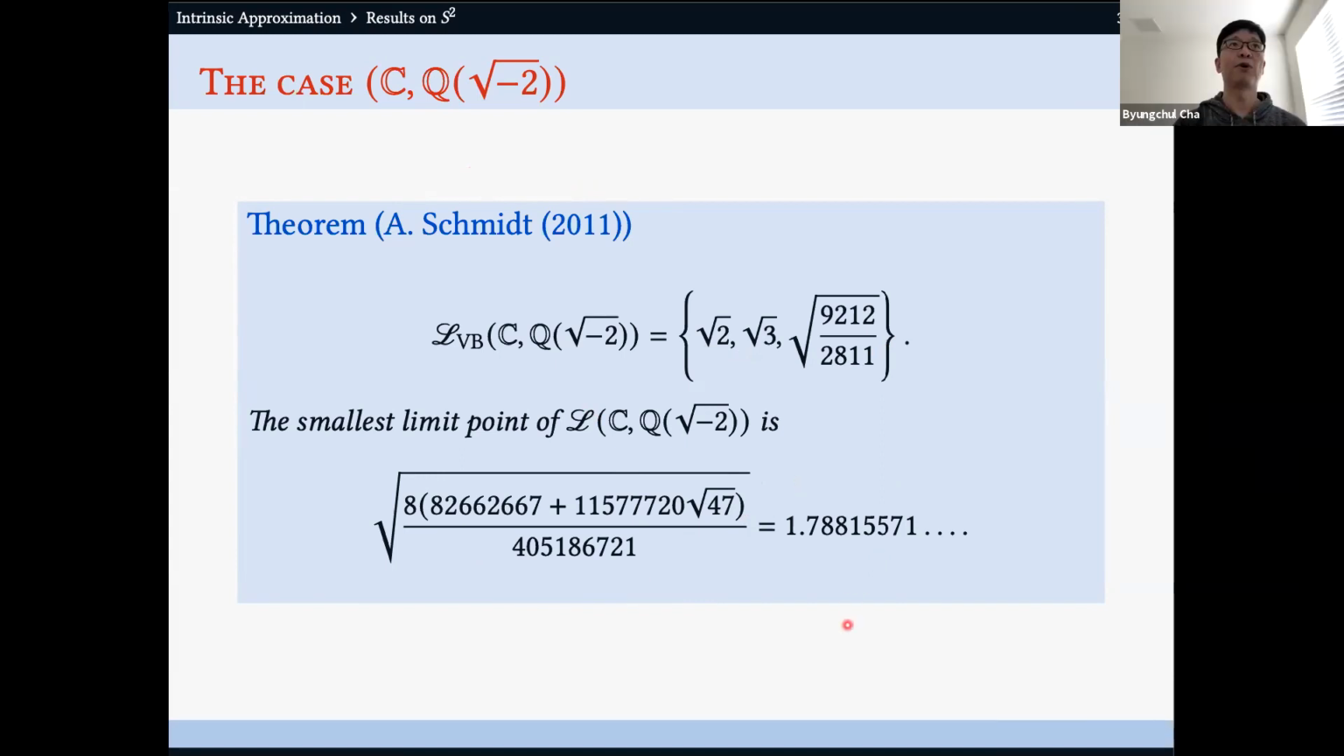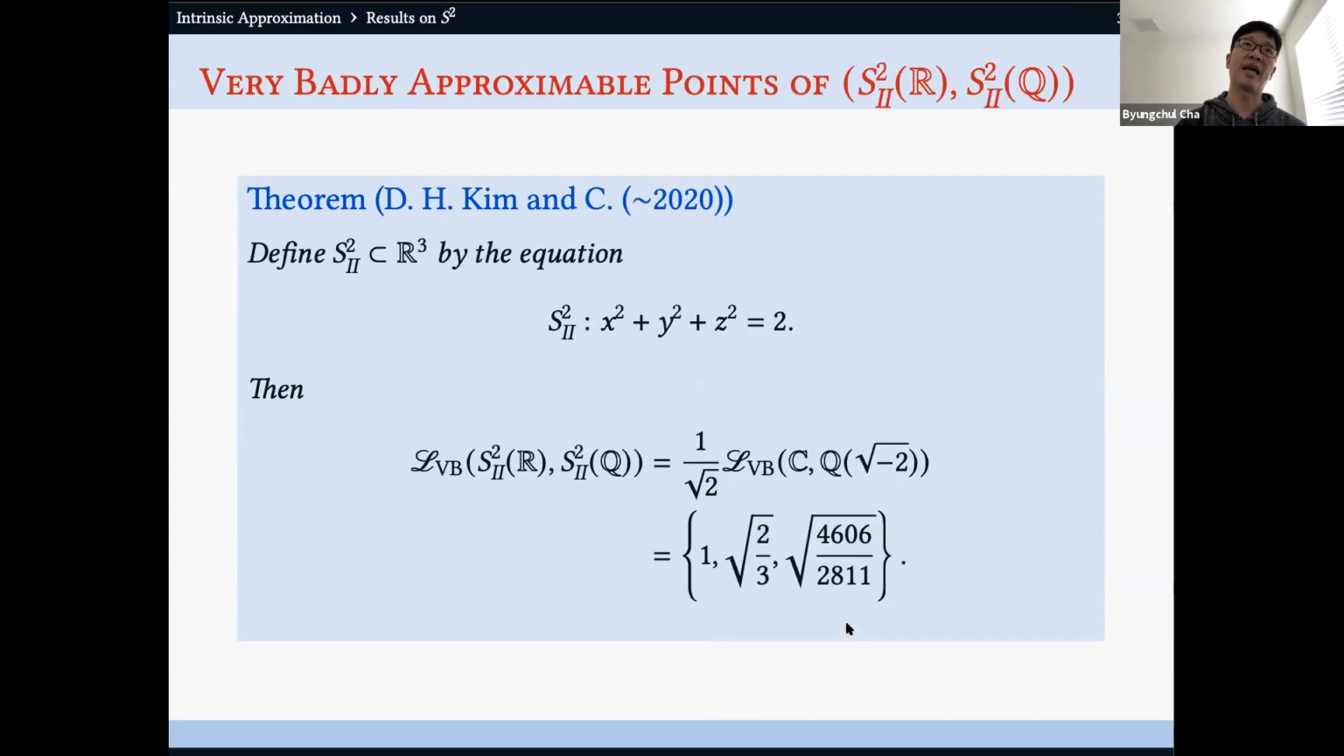So that's the case for a complex Lagrange spectrum, and we're able to show that a different sphere, defined by this equation, x squared plus y squared plus z squared is equal to 2, and rational points is the usual rational points on this given by this embedding in R3. Then, in this case, the Lagrange spectra of the two spaces are exactly the same. So we have a complete description that's coming from Asmus Schmidt's prior results.